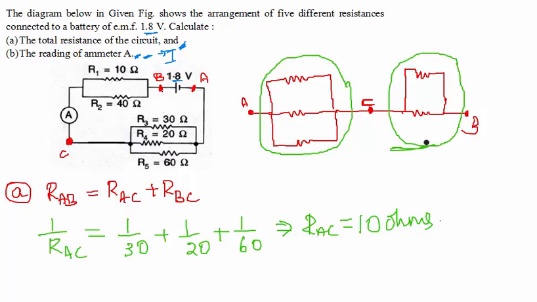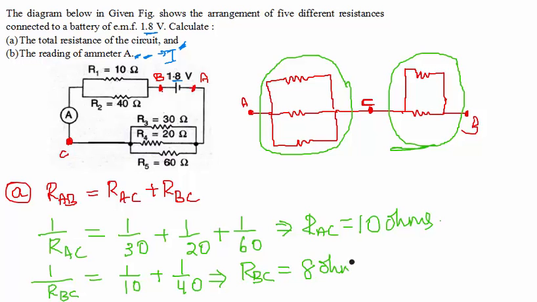Similarly, between B and C, how will you calculate? Both are also in parallel. So 1 by RBC is equal to 1 by R1, which is 10, plus 1 by R2, which is 1 by 40. If you solve this, you will get RBC is equal to 8 ohms. So your net resistance is nothing but RAB is equal to RAC plus RBC, which is equal to 10 ohms plus 8 ohms, which is equal to 18 ohms.